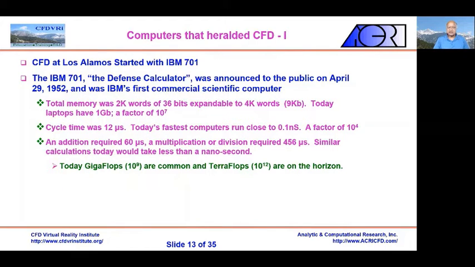So today, floating point operations at gigaflops, 10 to the 9, are being achieved, and they are very common. And we are breaking through the teraflops barrier, 10 to the 12. So you can compare those.